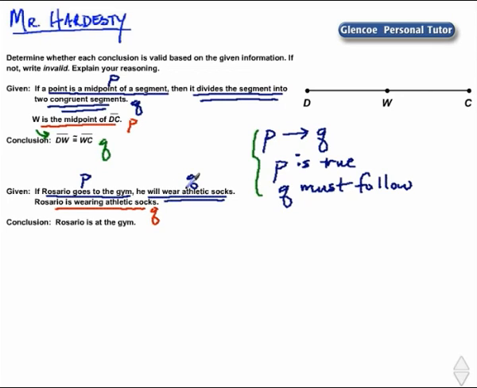In other words, Q has been stated before the hypothesis P, and then we want the conclusion to follow: Rosario is at the gym. Well, that was the original hypothesis P. This is detachment in reverse, which means this logic does not work, and we would say it's invalid.